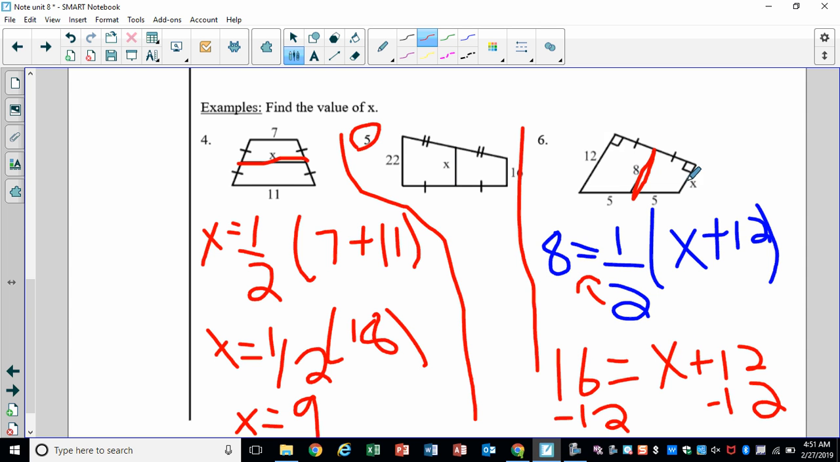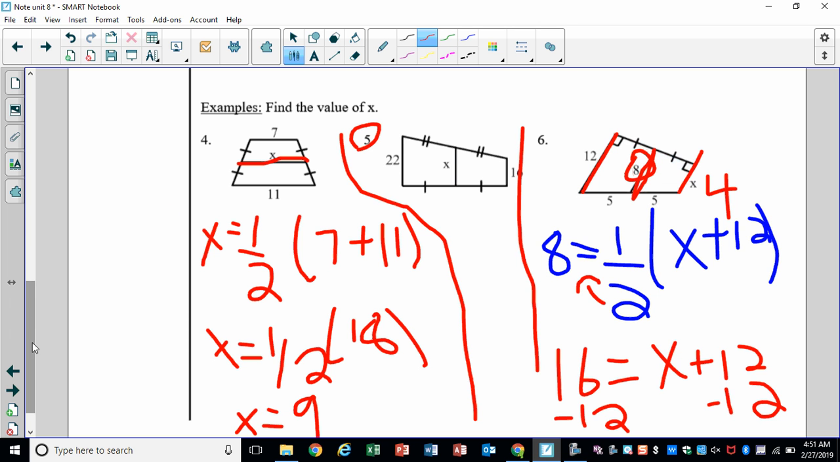Which gives you 14, right? 4, I'm sorry. So this is going to be 4. So is it true? 12 plus 4 divided by 2 should give you 8. 12 plus 4 is 16. 16 divided by 2 is 8, right? So that's the way it goes.